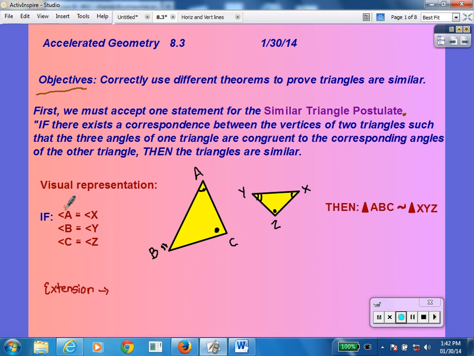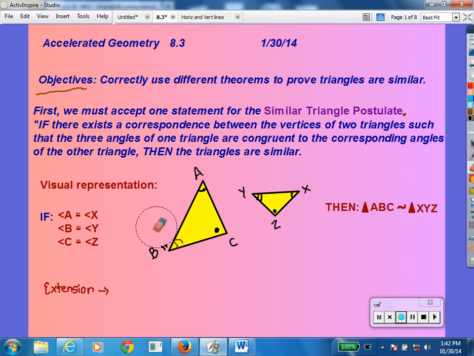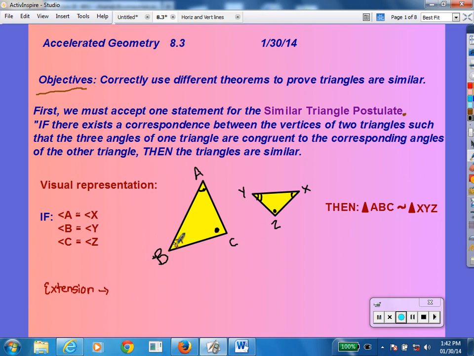If triangle ABC and triangle XYZ, if A is congruent to X, B is congruent to Y, and C is congruent to Z, then the triangles are similar. Doesn't prove congruency, just proves similarity. Okay? So that's the explanation for this postulate, that if all three angles are congruent, then automatically similar figures. Don't have to prove that the sides are proportional, they just are.